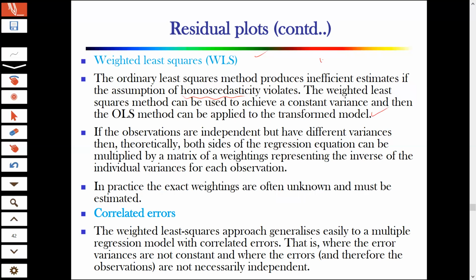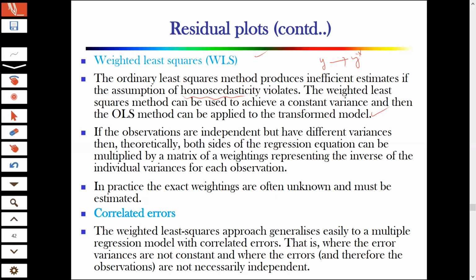So first of all, we need to transform y into something else and then fit the OLS to get the constant variance. If the observations are independent but have different variances, then theoretically both sides of the regression equation can be multiplied by a matrix of weightings representing the inverse of the individual variance for each observation. In practice, the exact weightings are often unknown and must be estimated.